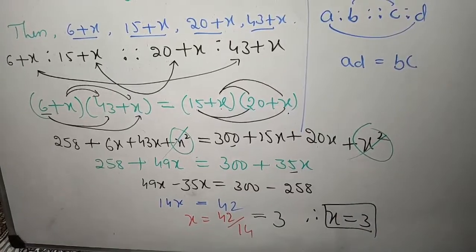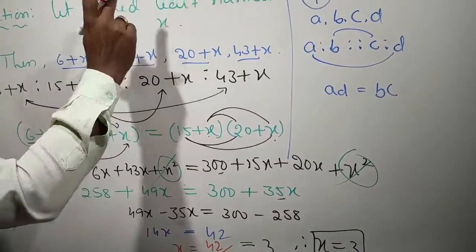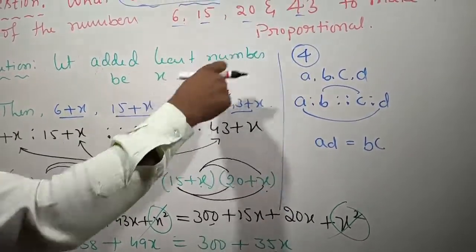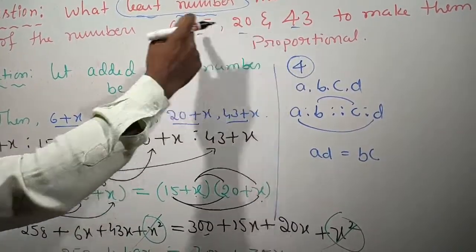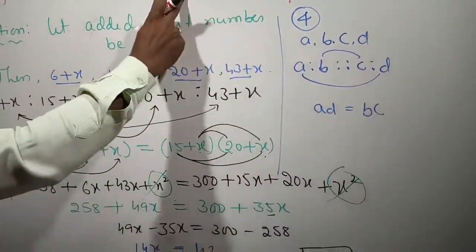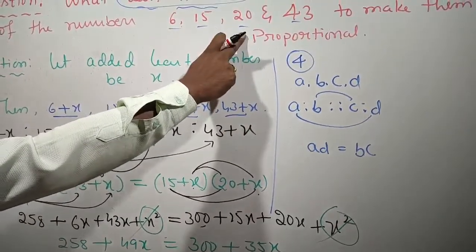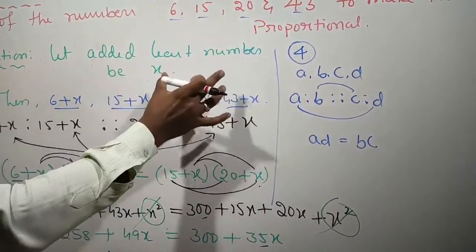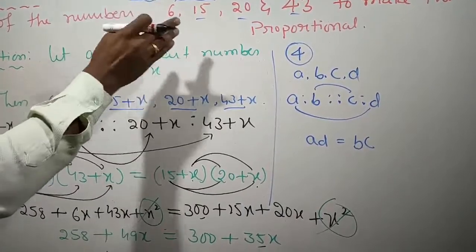X is equal to 3 means, what they asked in this question is, what least number must be added to the given 4 numbers so that those 4 numbers become proportional. For 6, 15, 20, 43, the least number 3 is added. 6 plus 3 became 9, 15 plus 3 became 18, 20 plus 3 is 23, 43 plus 3 is 46. Then those 4 numbers became proportional. That is how we find the least number added.